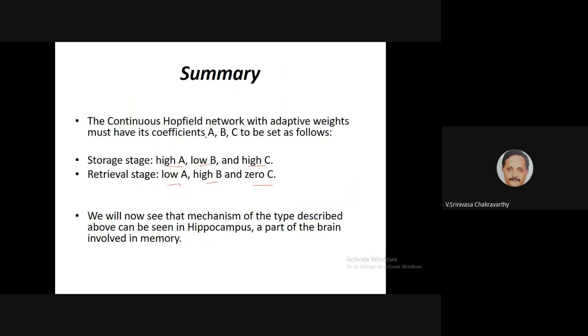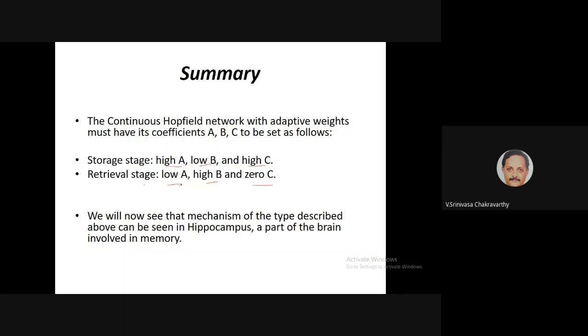So you see that the two states are very well defined, very well segregated. I can conceive that if I want to make this network work, I can only do it by operating it in two separate regimes, or stages. In the storage stage, I want a high A, low B, and high C. In the retrieval stage, I want a low A, high B, and zero C, or low C, whatever. So this is the kind of thing I need for this network to work.